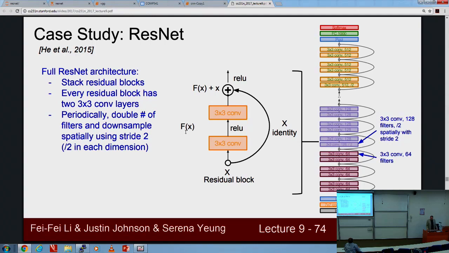Now, that's another thing. They don't use pooling, if I remember correctly. Instead of pooling, they do strided convolutions. If you do a strided convolution, that also reduces the spatial dimensions. So every once in a while, they use a strided convolution to shrink the spatial dimension.